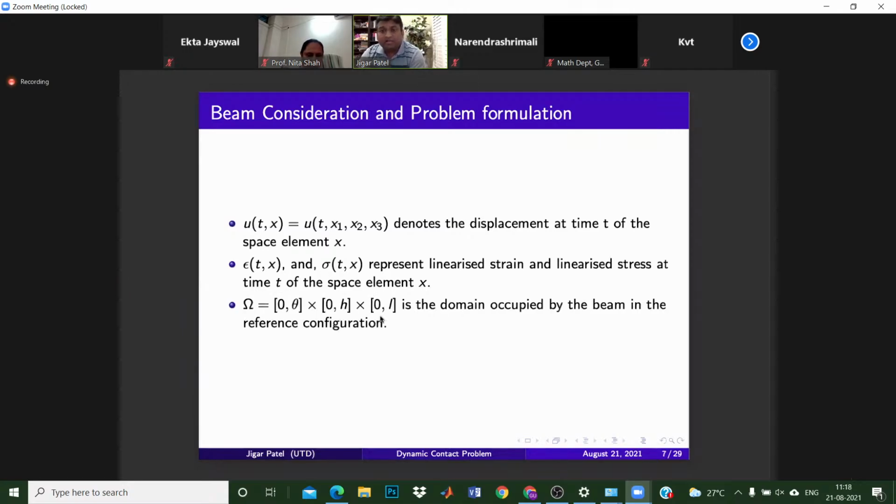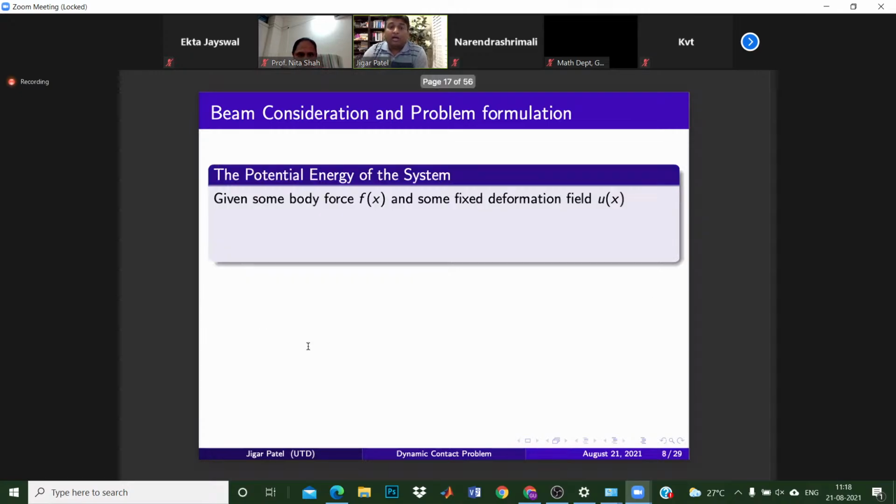Omega, this is the domain occupied by the beam. As you see, the beam has a length L, height h, and thickness theta. So (0, theta) cross (0, h) cross (0, L) is the total domain occupied by the beam in the reference configuration. And I'm going to use the symbol capital omega for this domain.